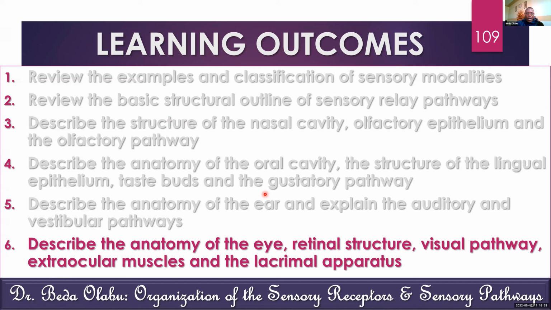So our specific agenda would be first to describe the anatomy of the eye. In the process, we're also going to describe the structure of the retina. And then we look at how vision is transmitted from the retina to the cerebral cortex. We'll be highlighting what unique things there are about that. We'll also take this opportunity to describe the extraocular musculature and how they move the eye, and also the lacrimal apparatus of the eye.